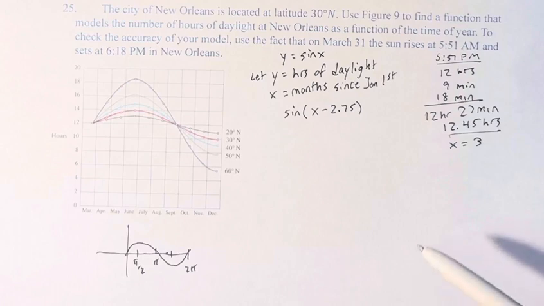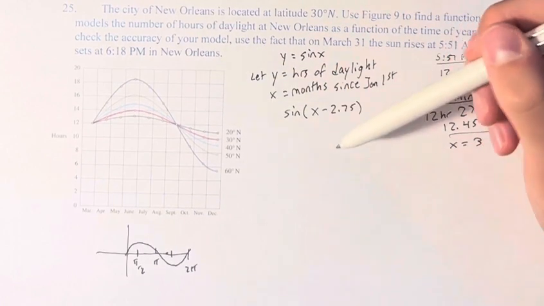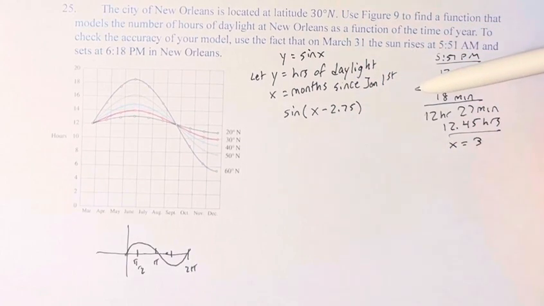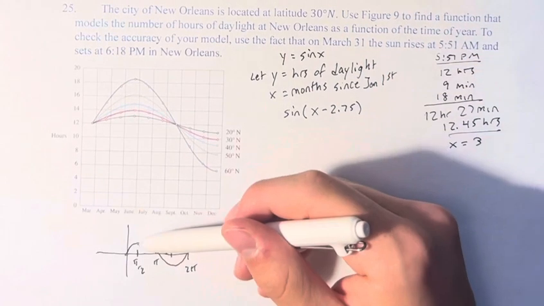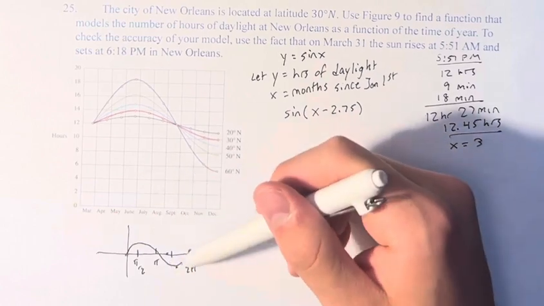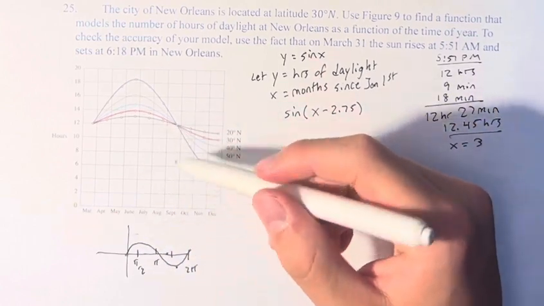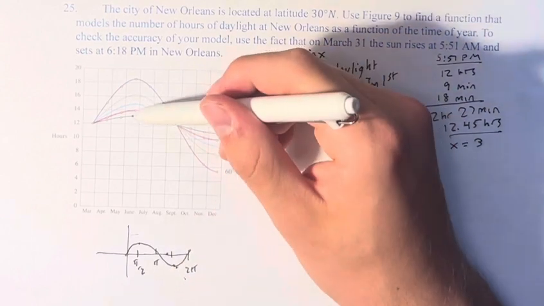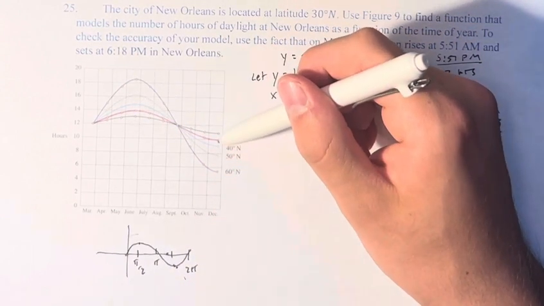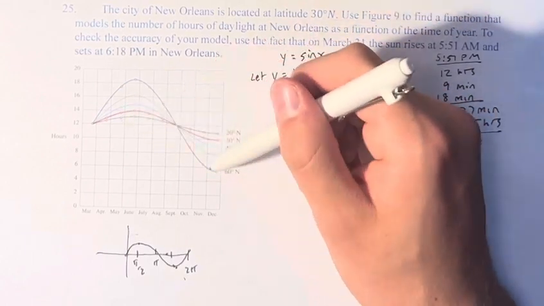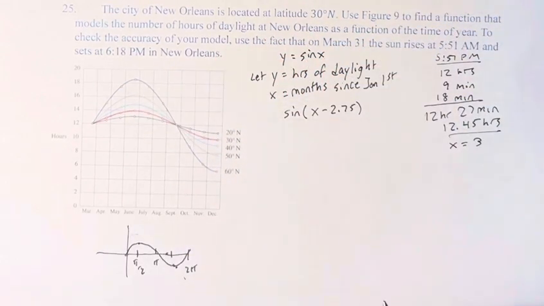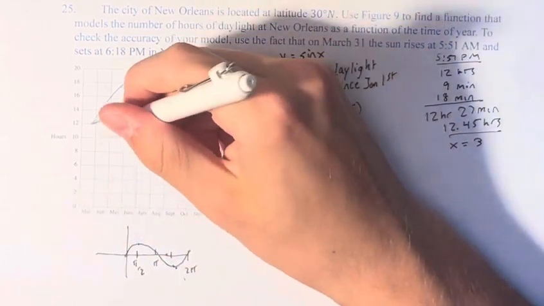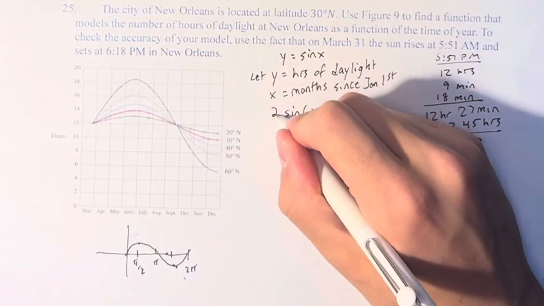Next, we have to worry about the stretches. How much is taking place? Well, the difference between the highest and lowest points on the traditional sine function, from 1 to negative 1, is 2 units. Here, we're going from 14 down to 10. So that's 4 units, so it's twice as much. It's been stretched vertically by a factor of 2.